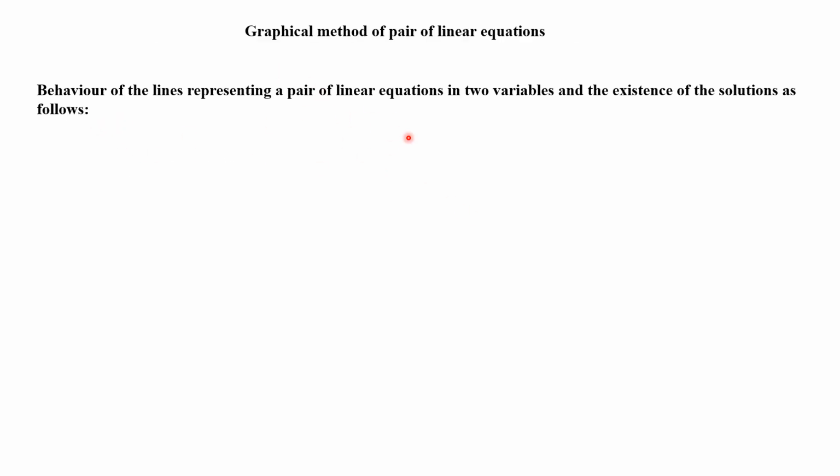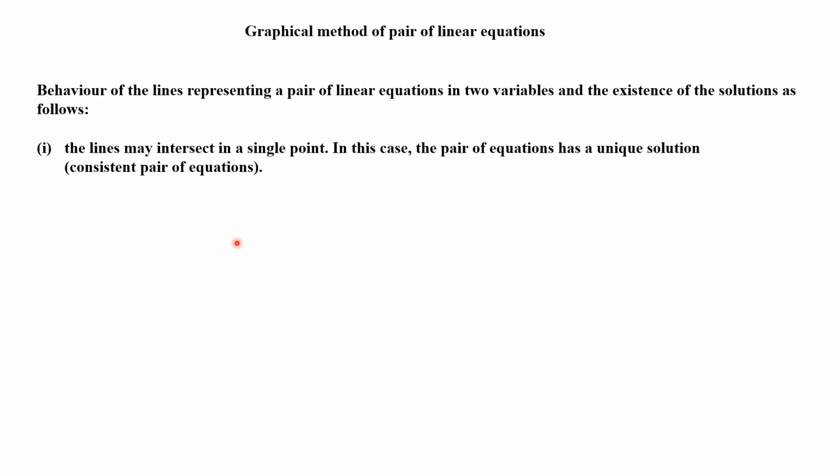So when you plot the pair of linear equations in two variables, okay, you will get a few cases. The first case is the lines may intersect in a single point. Now see, you have a pair of linear equations. When you plot, you will get two lines, isn't it? So now the different scenarios will be, first, it may happen that both the lines will intersect only at a single point. So in such a case, the equations will have a unique solution, or you can say it will have only one solution. And when you get a solution of the equations, we say it is a consistent pair of equations. So this is the first case when two lines will intersect only at a single point.